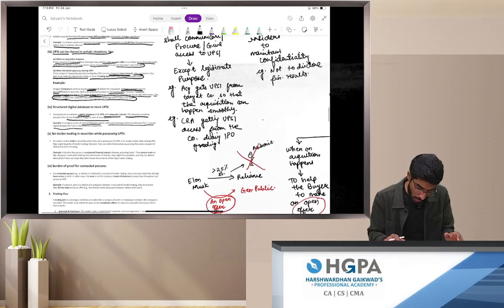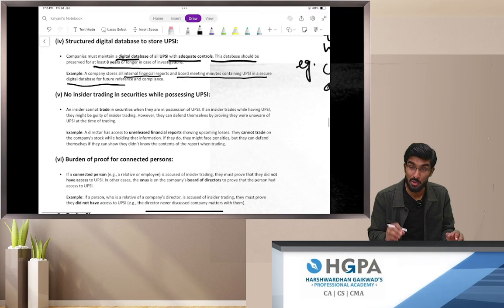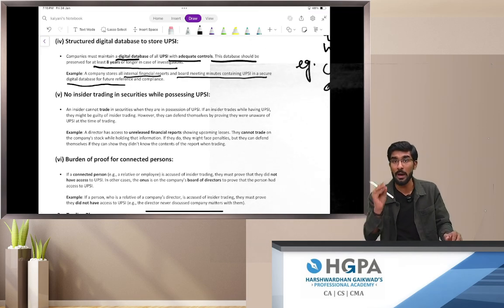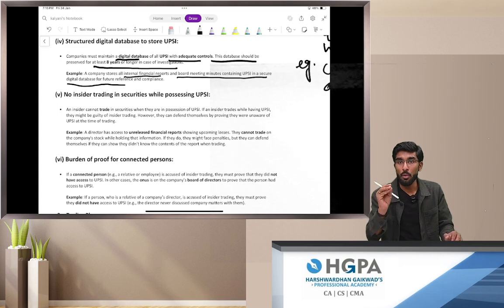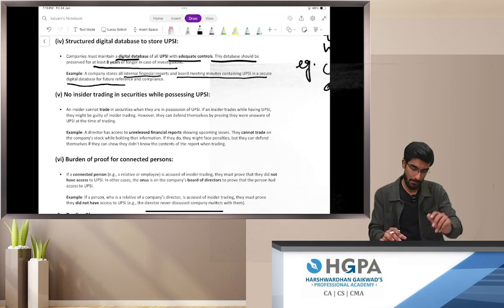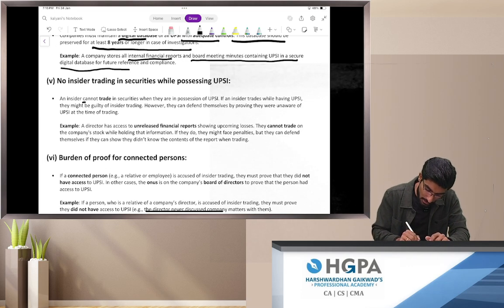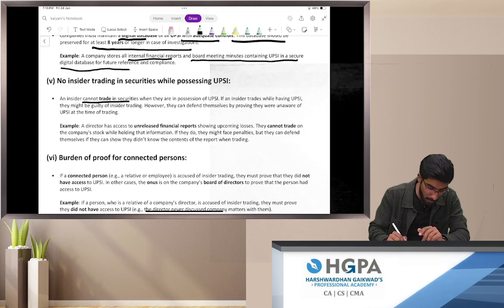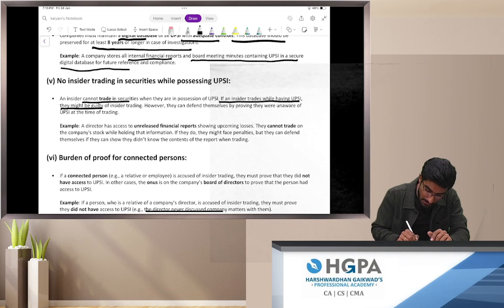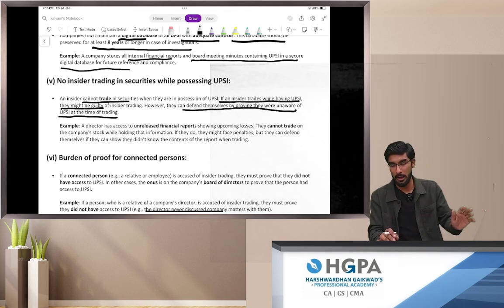Next is no insider trading in securities while possessing UPSI. If you possess UPSI, you cannot trade in securities. An insider cannot trade in securities when they are in possession of UPSI. If an insider trades while having UPSI, they might be guilty of insider trading. However, they can defend themselves by proving they were not aware of the UPSI at the time of trading.